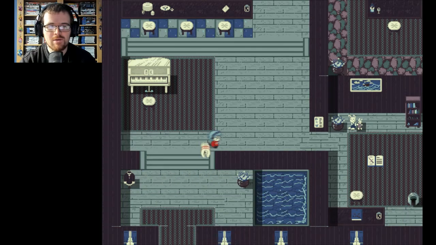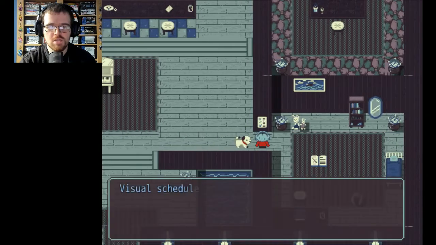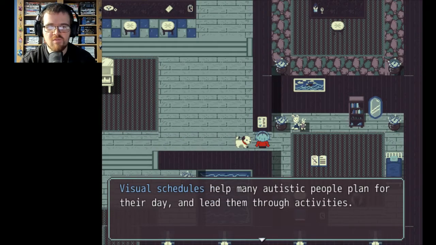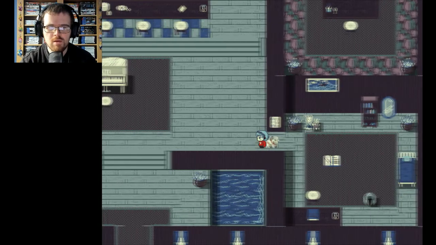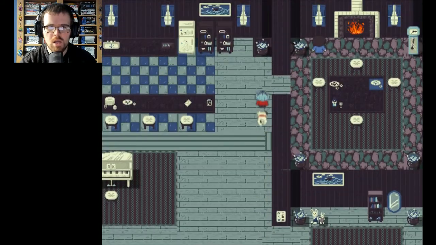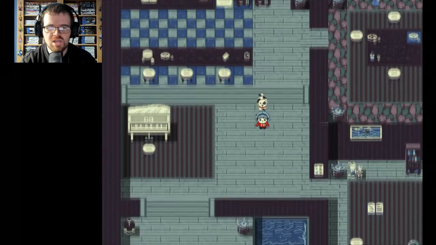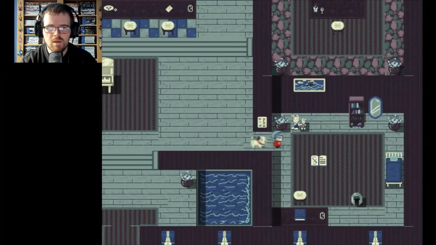Right, so what else is on our to-do list? Let's see. Brush teeth, of course. Dress, brush teeth, homework, breakfast, get Lance, take meds, put on shoes, catch a bus. So where could we brush our teeth?